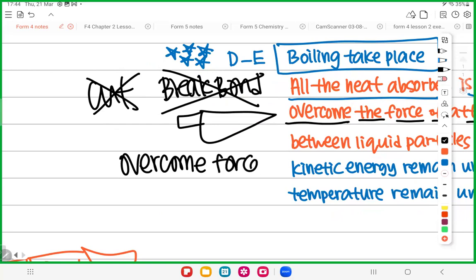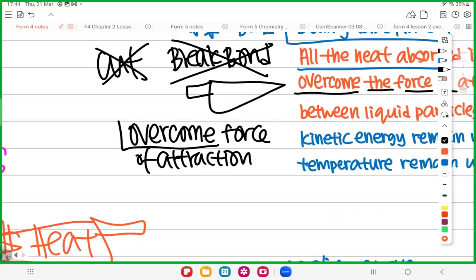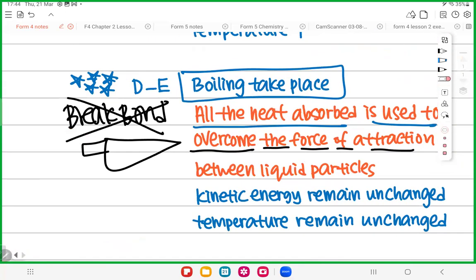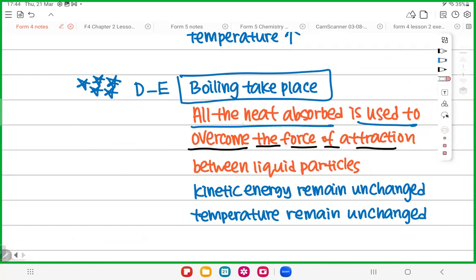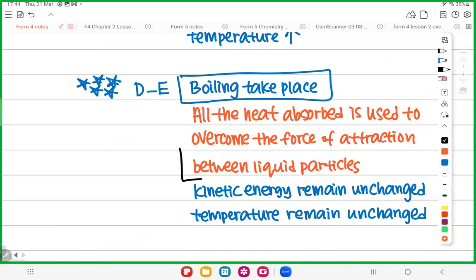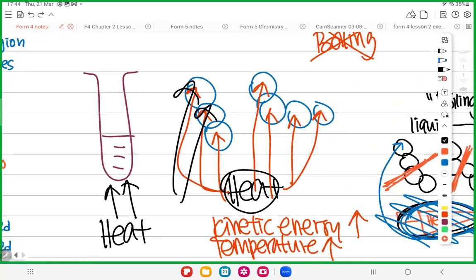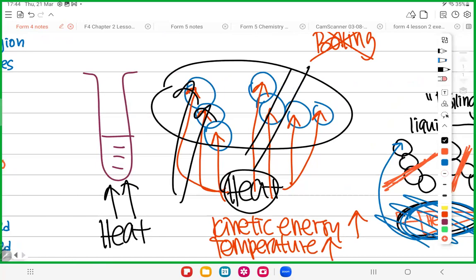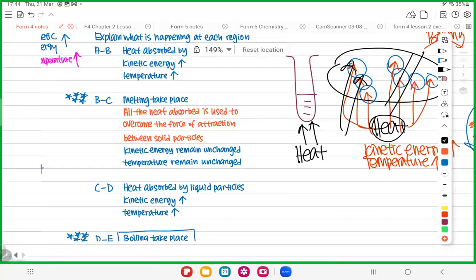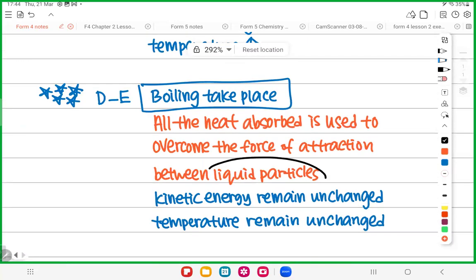Force of attraction. If you don't want to say force of attraction, you can say overcome attraction force. Also can, no problem. You can write force of attraction or you can write attraction force. It's perfectly fine. So all the heat that we absorb, we use it to overcome the force of attraction between liquid particles. Why is the force of attraction between liquid particles? You see, boiling, what do we do? Boiling cuts the liquid in order to become gas, so you cut the liquid. So this force of attraction is between liquid particles.